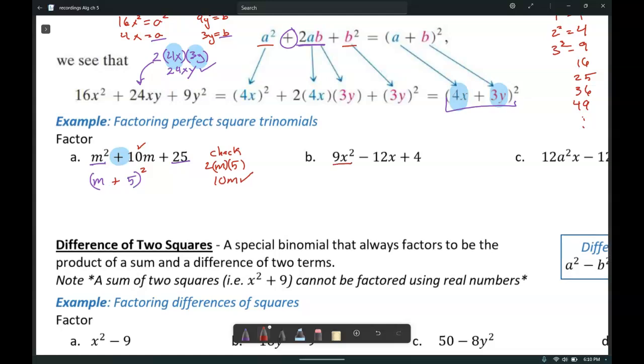For b, we see that we have squared quantities. 9x squared is the square of 3x, and 4 is the square of 2. We do our check, and c is 3x times 2 times 2 equal to 12x. Well, 2 times 3 is 6, times 2 is 12x. So since that equals our middle term, we'll have our binomial squared, and this operator will match from the beginning of the trinomial.